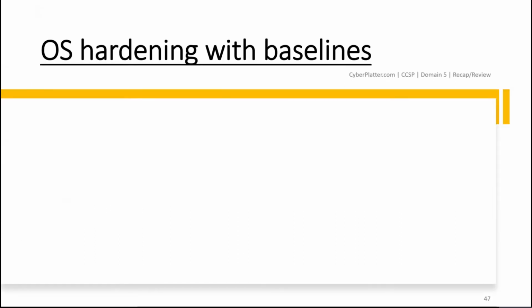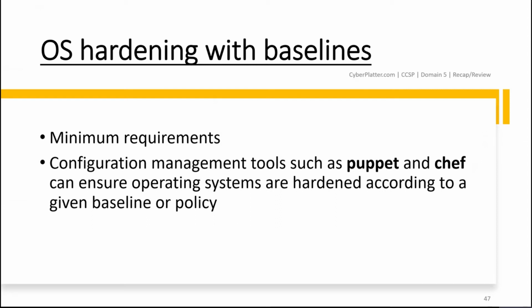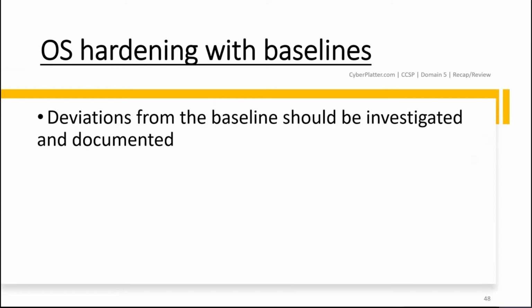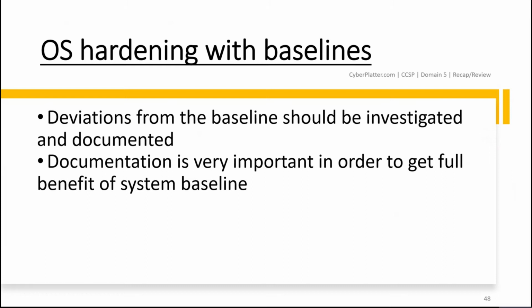OS hardening with baselines. Minimum requirements. Configuration management tools such as Puppet and Chef can ensure operating systems are hardened according to a given baseline or policy. Monitor hosts for baseline compliance and remediate anything out of compliance. Deviations from the baseline should be investigated and documented.